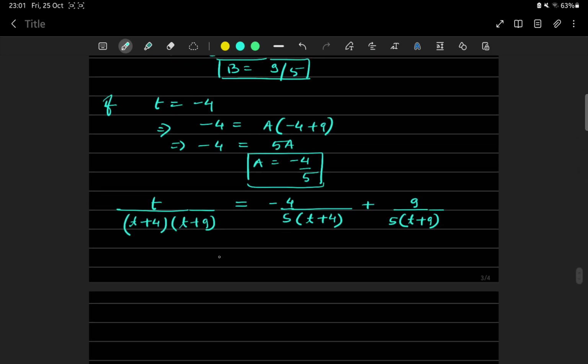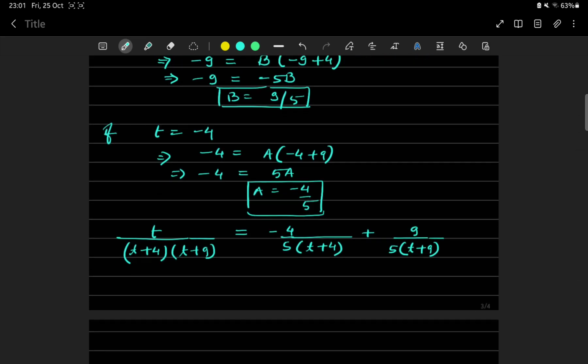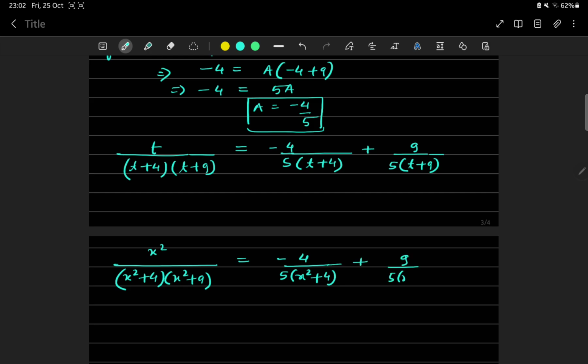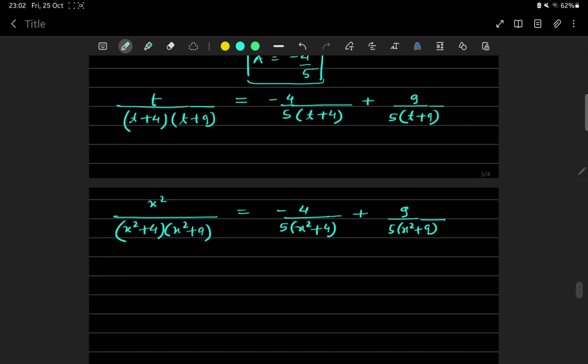Now you can put the values. You can again substitute the value t equals to x square, as we assumed in the starting that x square equals to t. So you can replace t by x square, and this can be written as x square by (x square plus 4)(x square plus 9) equals to minus 4 by 5 upon (x square plus 4) plus 9 by 5 upon (x square plus 9). Okay, so using partial fractions we have derived this expression.